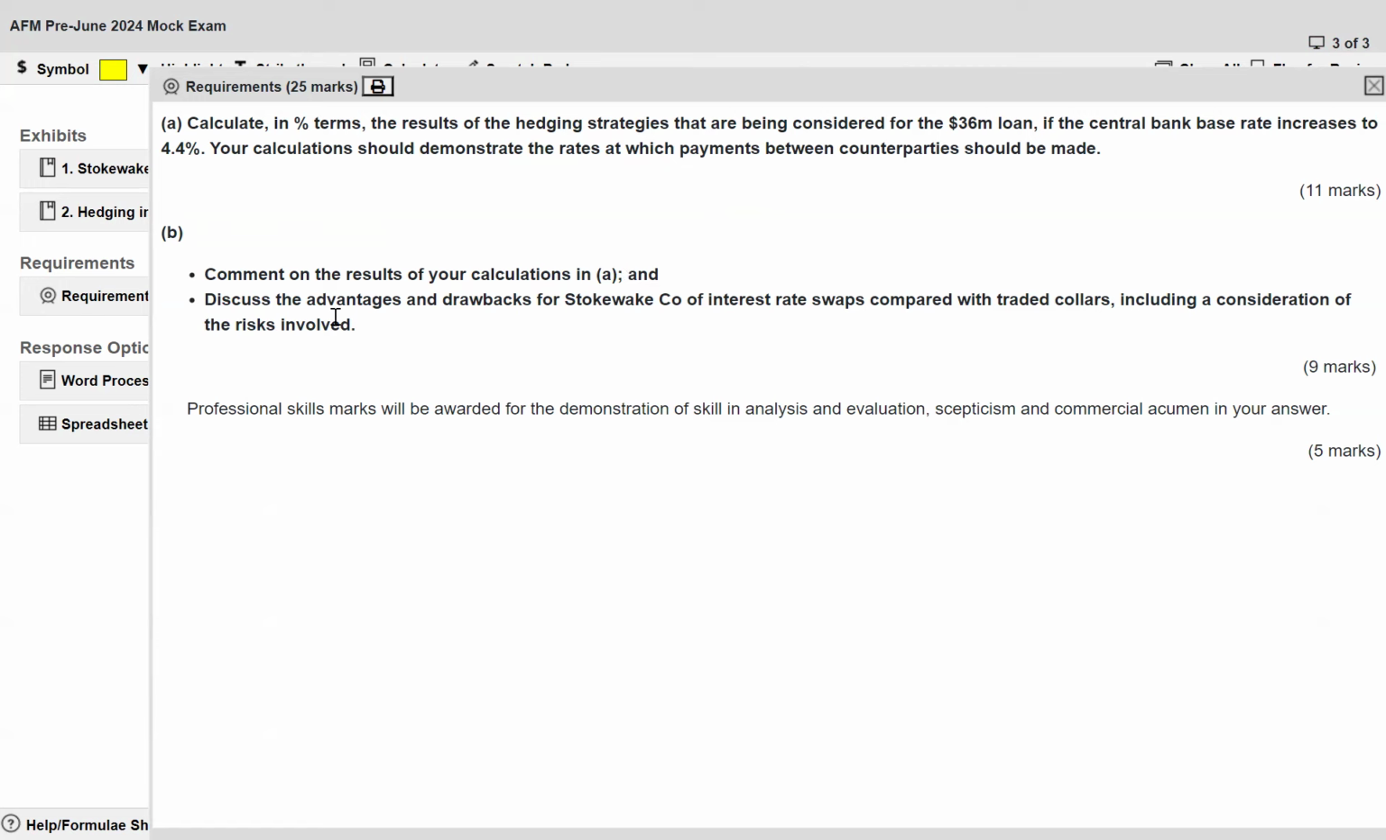And of course, discuss the advantages and drawbacks of interest rate swaps compared with interest rate collars, including the risks involved. So from here, you can see that there is an interest rate swap to be considered. Then there are also collars. We are going to compare these two. But then we have a 36 million loan that we want to hedge. So these are the requirements.